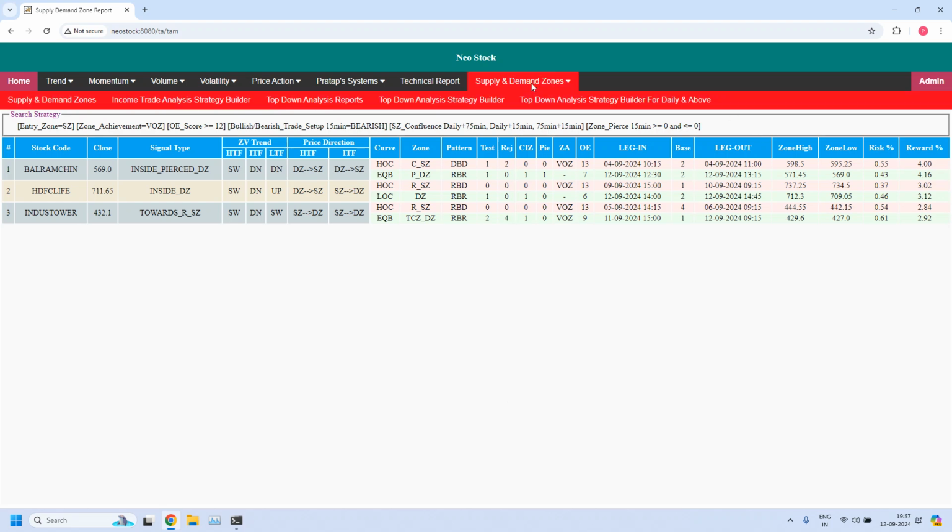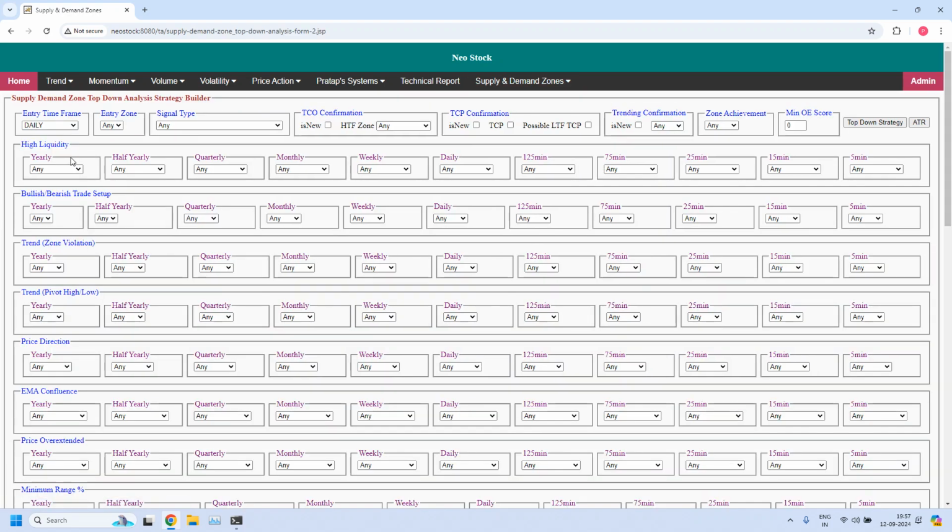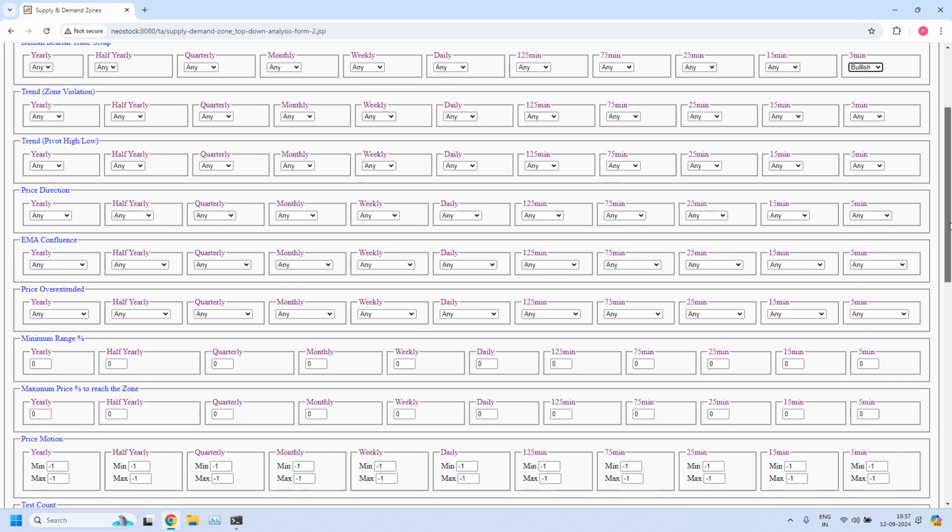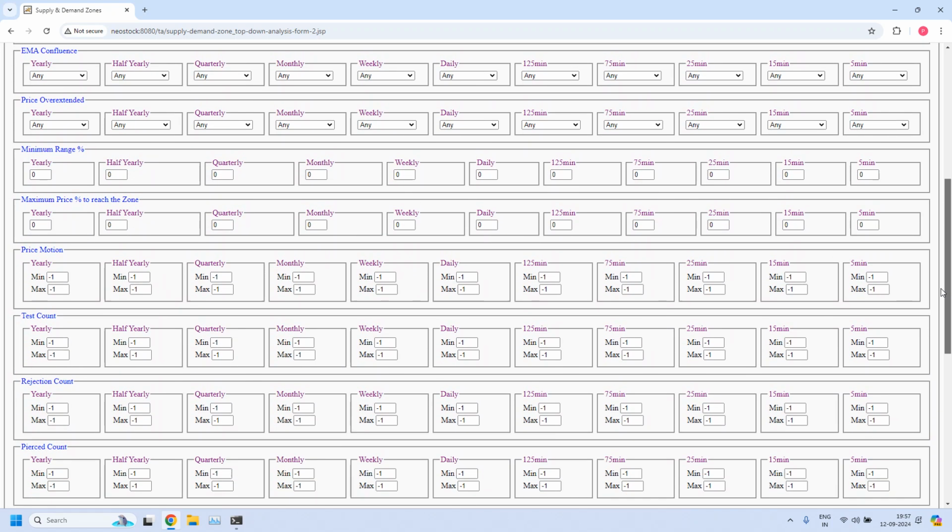Okay, and next let us look for bullish trade setup for hourly income trade. Entry time frame is 5 minutes. Entry zone is a demand zone. In bullish or bearish trade setup 5 minutes, I am selecting bullish. The 5 minutes demand zone should not be pierced. So in the pierced count in the 5 minutes, I am setting minimum value as 0, maximum value as 0.